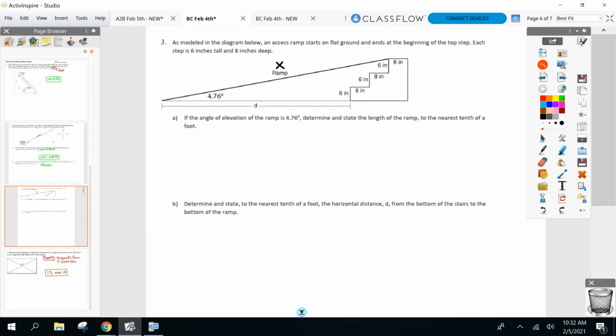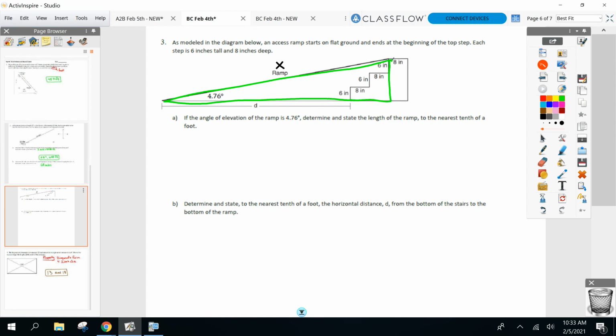Where the ramp would be my hypotenuse. Do we see how we could break this diagram up? Because right now the ramp would not be the hypotenuse if I took this entire figure. It's not. Okay, it's not even a right triangle. So what I need to do instead is, hey, there we go. There's my right triangle now, right? Okay, there's my right triangle.